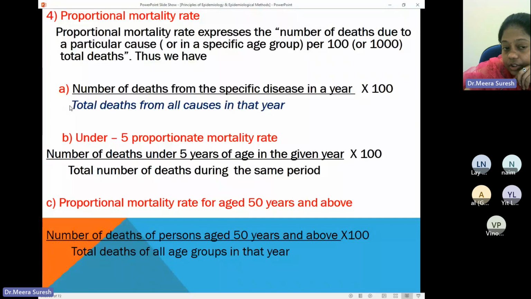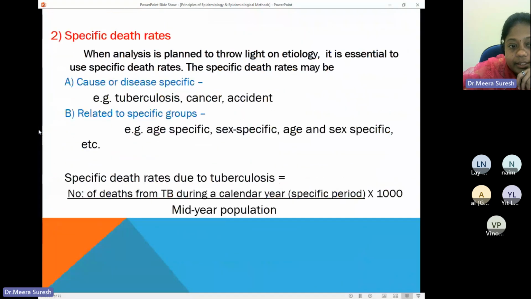The numerator is actually the same as what we told in the specific death rate. In the specific death rate also, we had the numerator, number of deaths from TB or any disease during a calendar year.